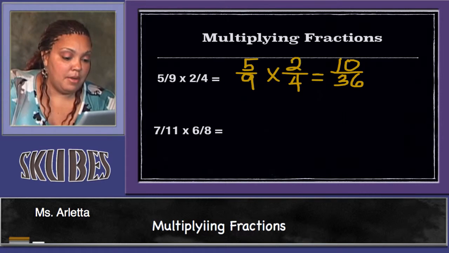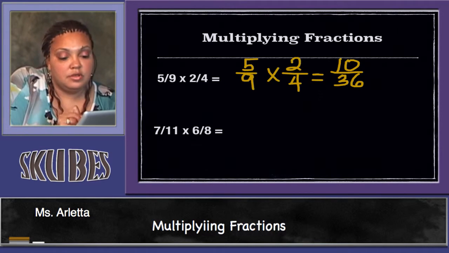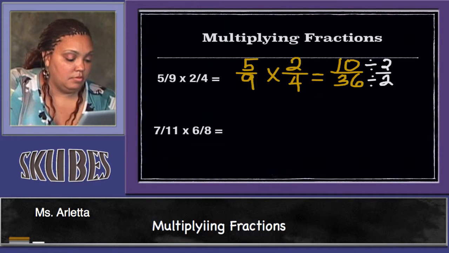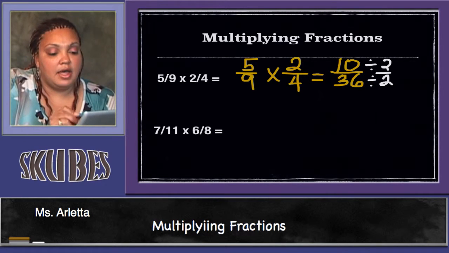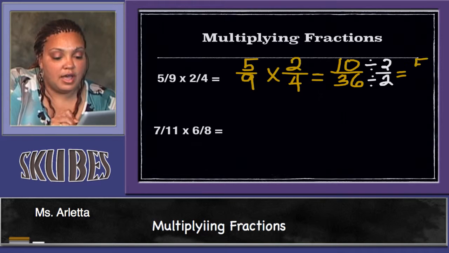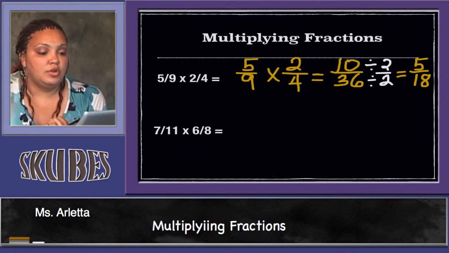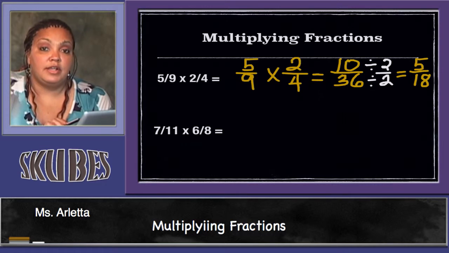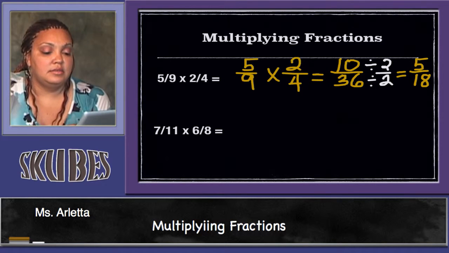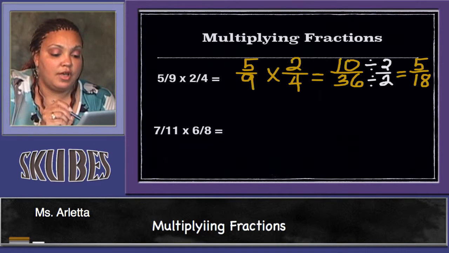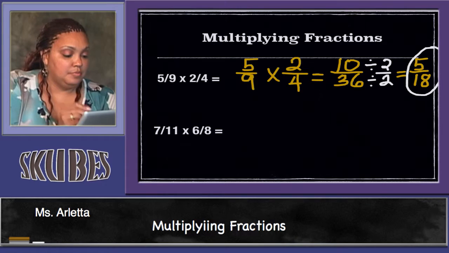So we need to divide by 2 because that is a common factor. 2 goes into 10 and 2 also goes into 36. 10 divided by 2 is equal to 5, and 36 divided by 2 is equal to 18. Now ask yourself the question, is there a common factor between 5 and 18? And the answer is no. If there's not a common factor, then that is your final answer, 5 over 18.